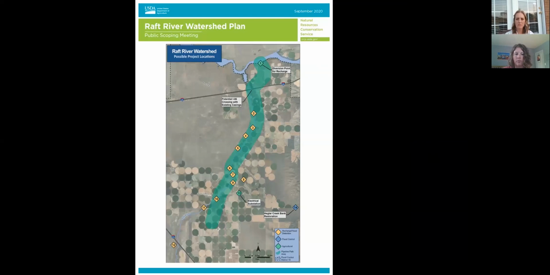The last map shows a close-up of the north end of the Raft River Basin and includes a variety of projects that will be evaluated to assess the impacts of recharge, bank stabilization, and flood control projects.